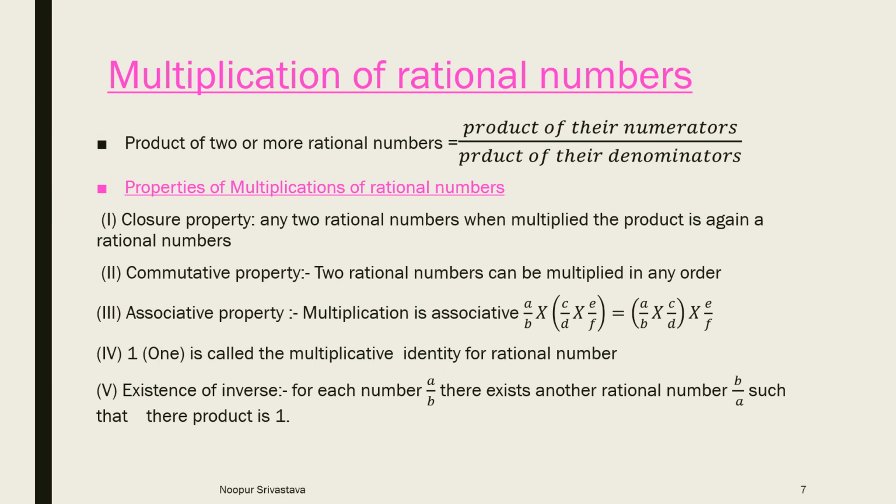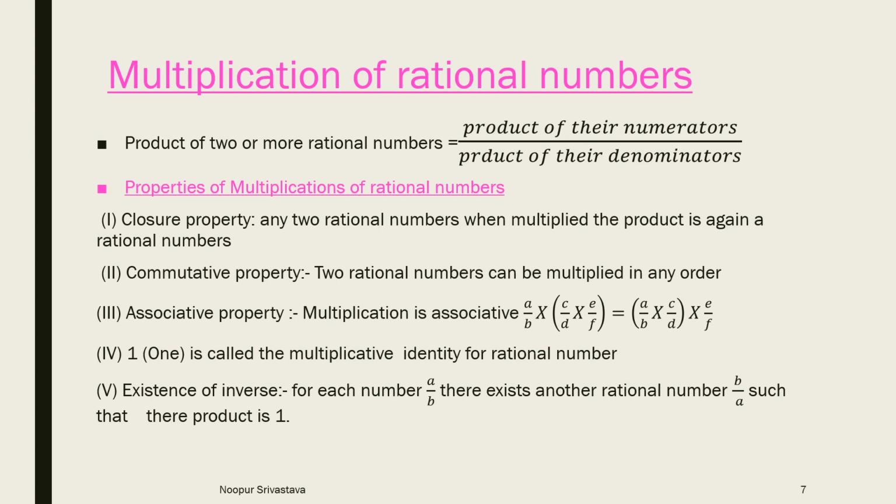Properties of multiplication of rational numbers. The first property that we are going to discuss here is closure property. According to this property, if any two rational numbers are multiplied, the product is again a rational number. Commutative. Two rational numbers can be multiplied in any order. As we know, 2 into 3 is the same as 3 into 2. So multiplication always follows commutative property.